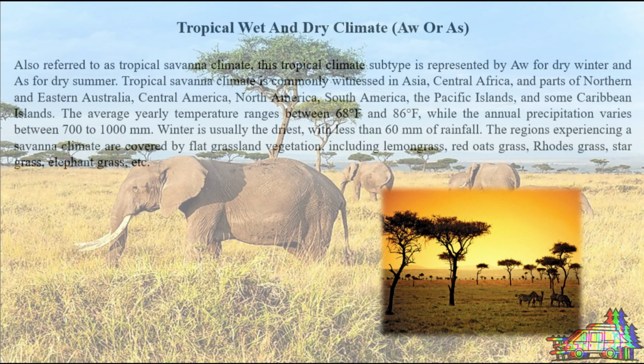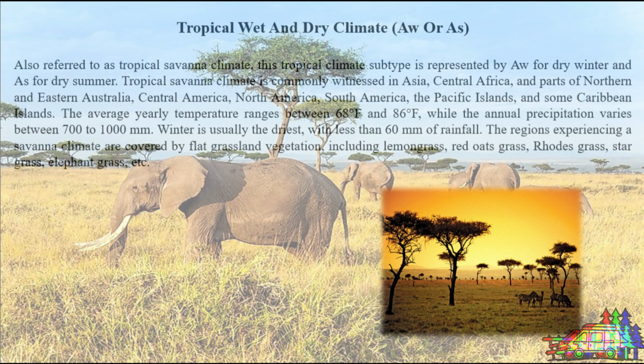Tropical wet and dry climate, Aw or As. Also referred to as tropical savanna climate, this tropical climate subtype is represented by w for dry winter and s for dry summer. Tropical savanna climate is commonly witnessed in Asia, Central Africa, and parts of northern and eastern Australia, Central America, North America, South America, the Pacific Islands, and some Caribbean islands.